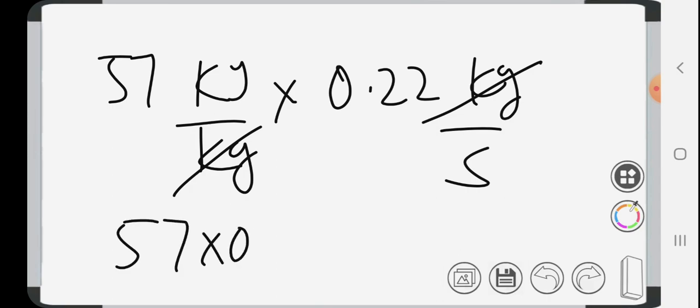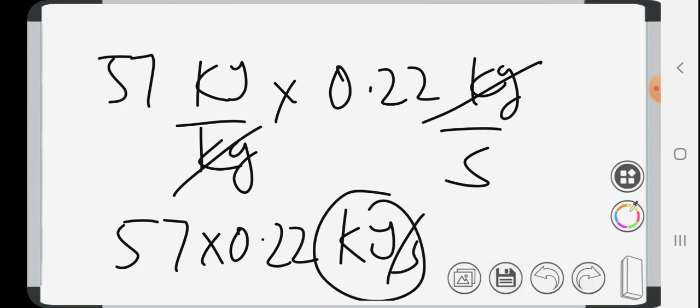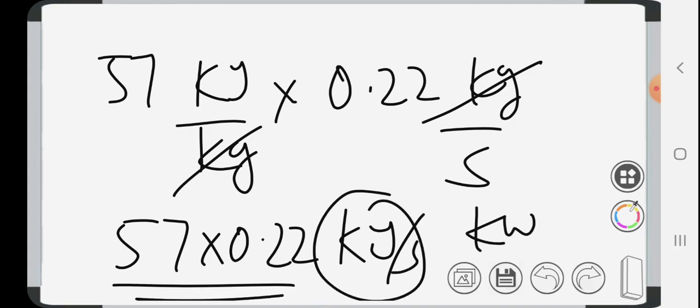57 into 0.22 kilojoule per second. So kilojoule per second is kilowatts. So you calculate this value. Okay, so this will be the total power. So this is how we solve problems based on Carnot cycle and Bell-Coleman cycle.